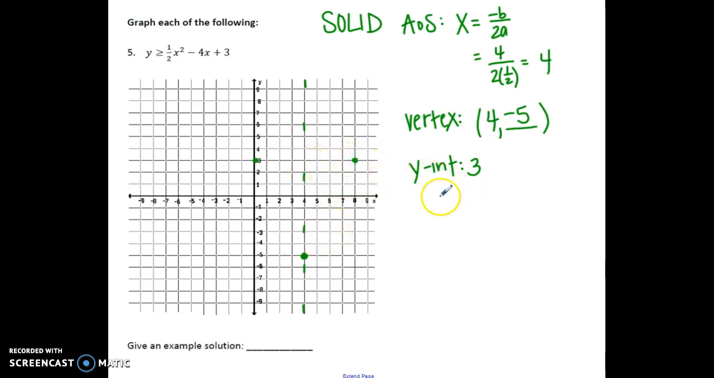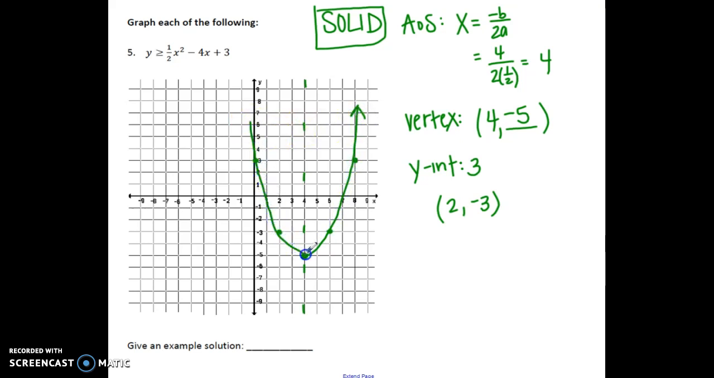If we want to fill in other points, you could plug in other values like 2. When you plug in 2, you get out negative 3. So we could plot that and reflect it. But in general, we can see the shape of our parabola here. Again, we're going to connect this with a solid line. So we just do our best to make that curve, and we'll do it on the other side as well.